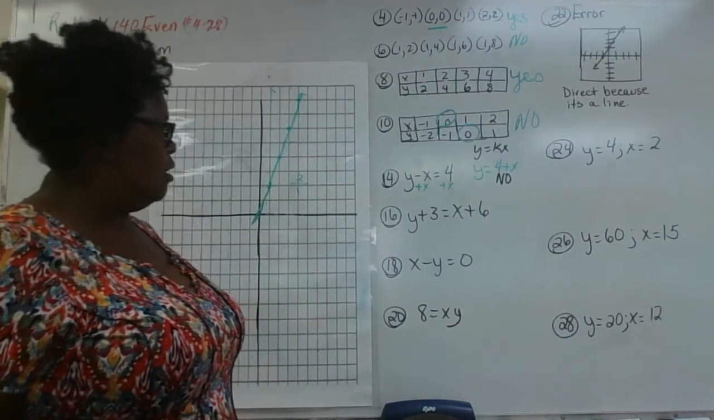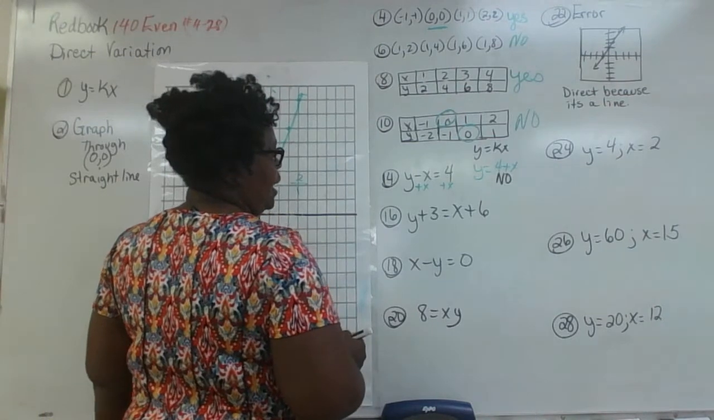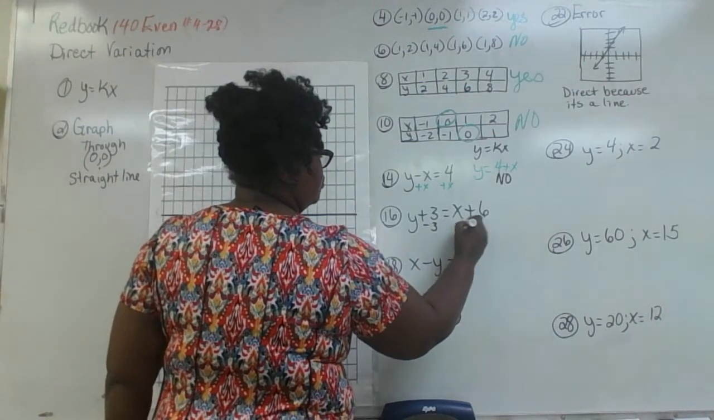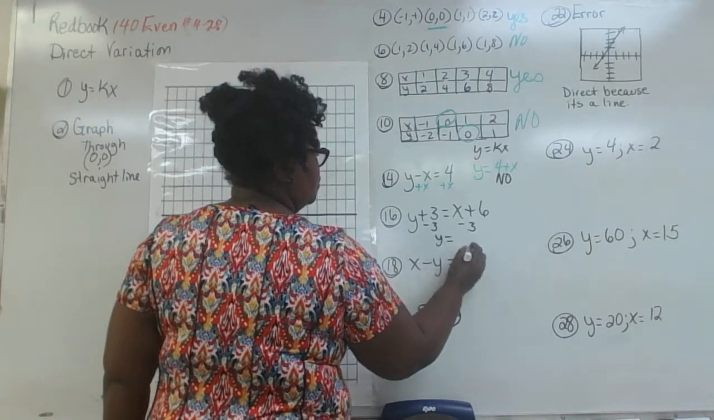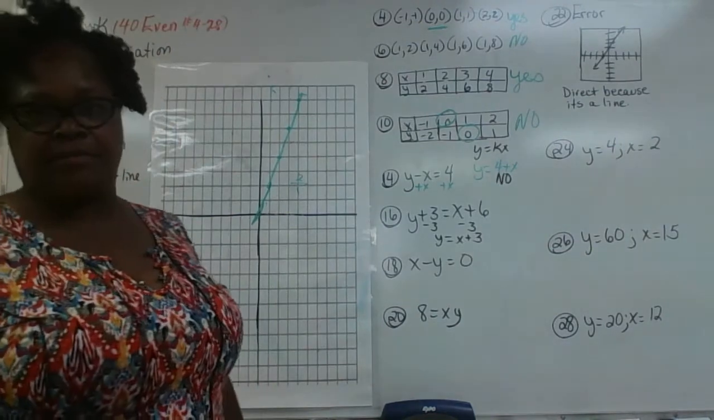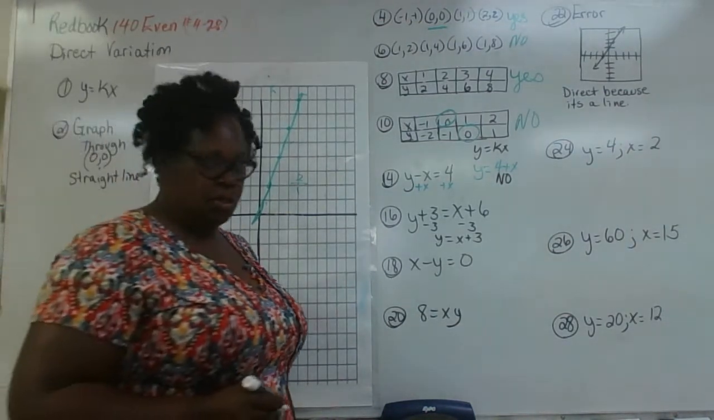So let's take on number 16. We want to isolate y again. Instead of adding 3, the inverse would be to subtract 3. And so y would be equal to x plus 3. Does that have a direct variation form, y equals kx? And the answer is no, it does not.